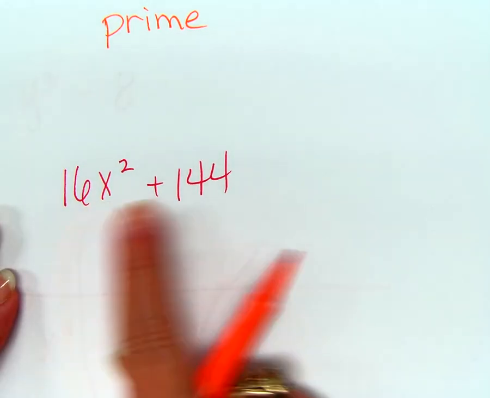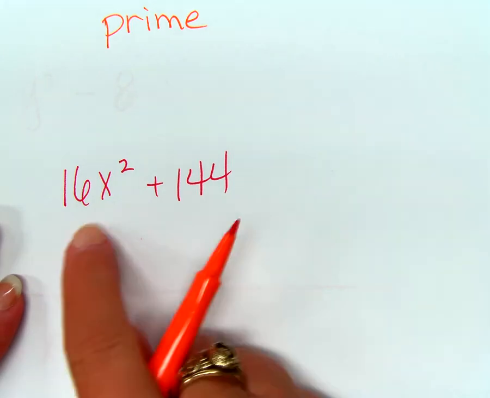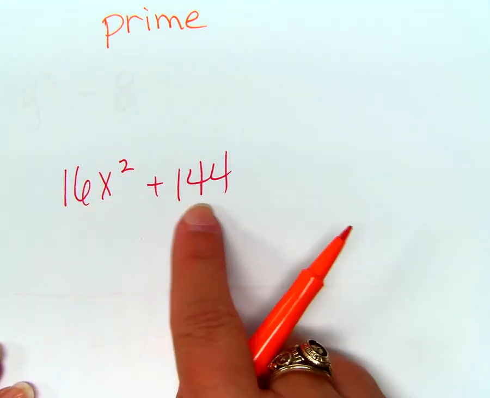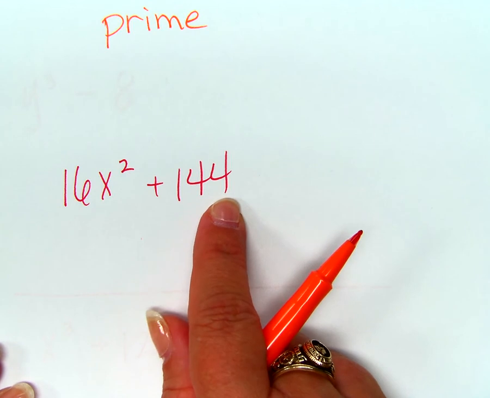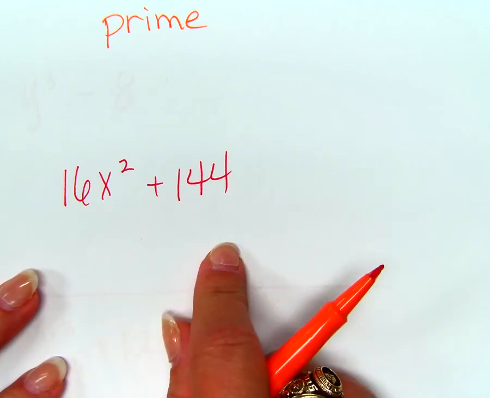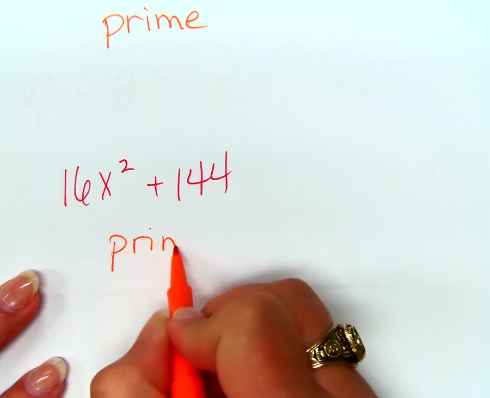What about this one? Is it the sum of squares? What's the square root of 16? 4. x squared is x, right? What's the square root of 144? 12. Is it the sum of squares? Yes. Then what do I write as my answer? Prime. Done.